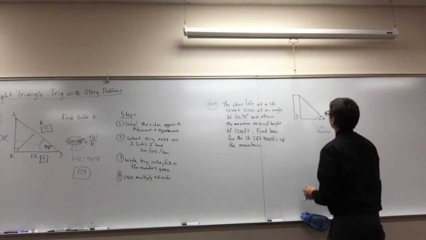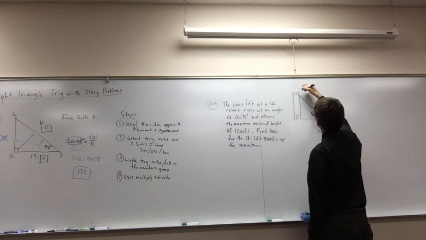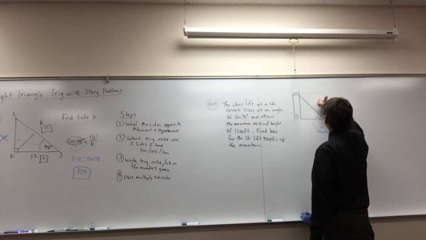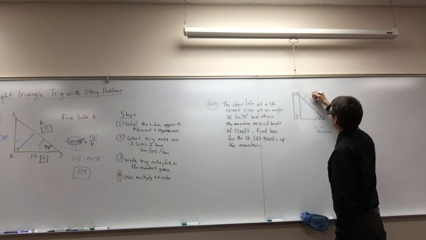The other angle that they could talk about is if I'm on the top of the building, and for safety's sake we should probably have a railing up here. If you're on the top of the building looking down at someone who's on the ground, then the angle that we're talking about is here, and this is called the angle of depression.